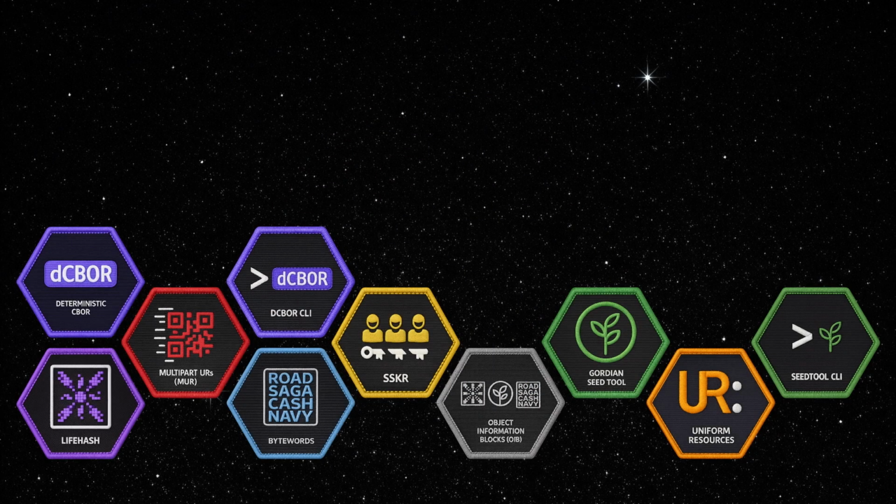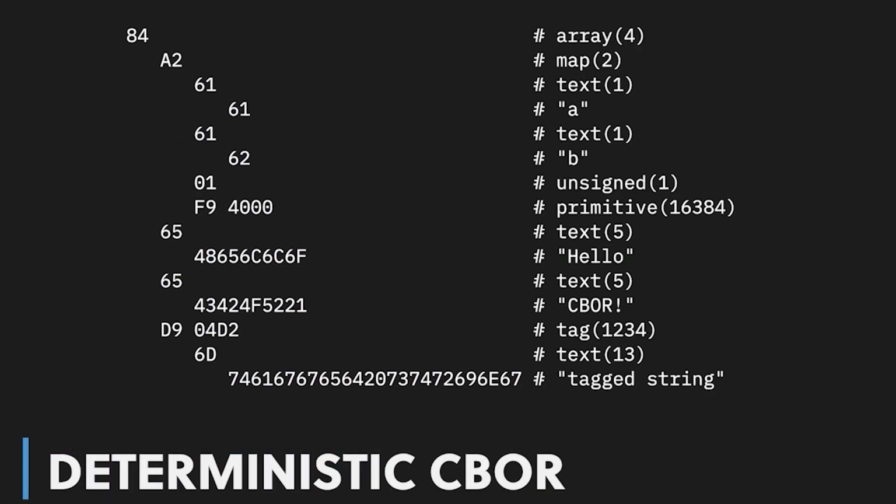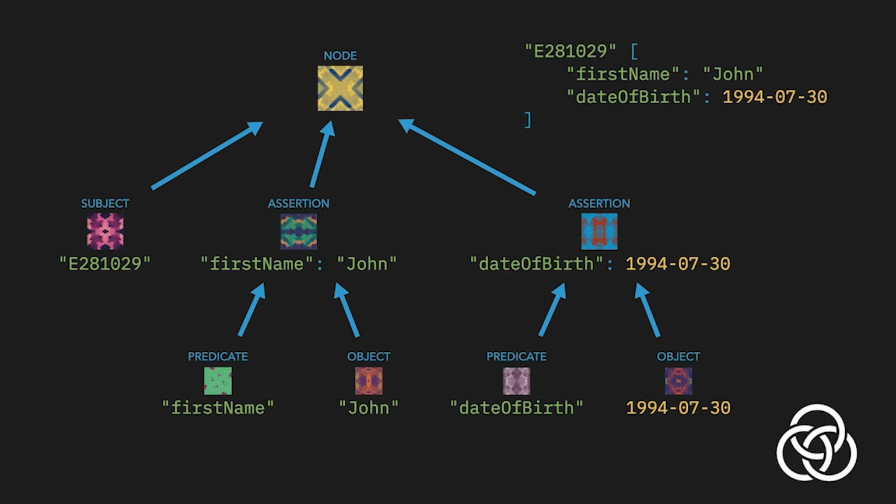This is where the pieces start fitting together and things get really exciting. Gordian Envelope is a smart document format built on dCBOR. It organizes data into recursive semantic triples, subject, predicate, object, forming a tree where every node is independently hashed. That Merkle-like structure enables a number of important capabilities.